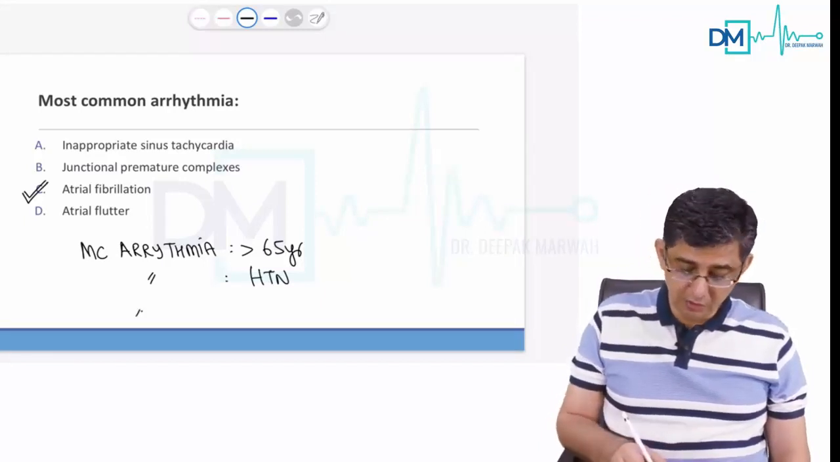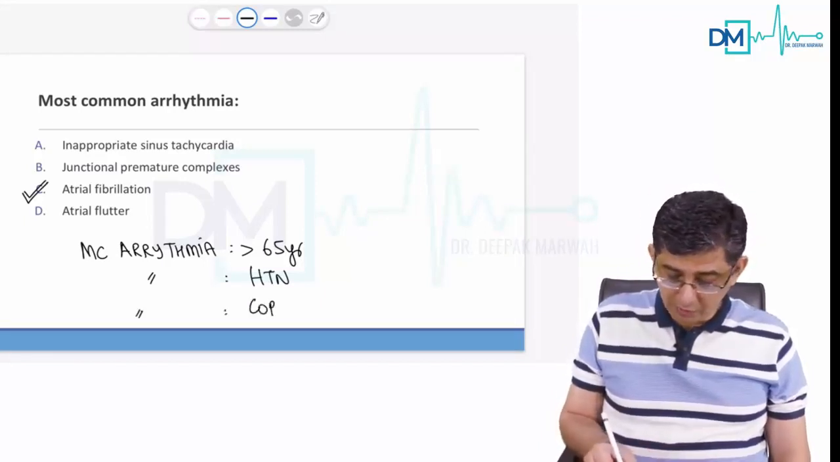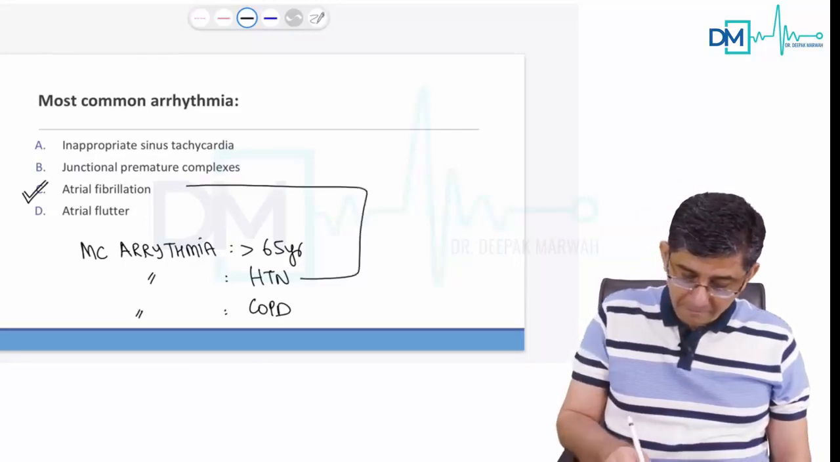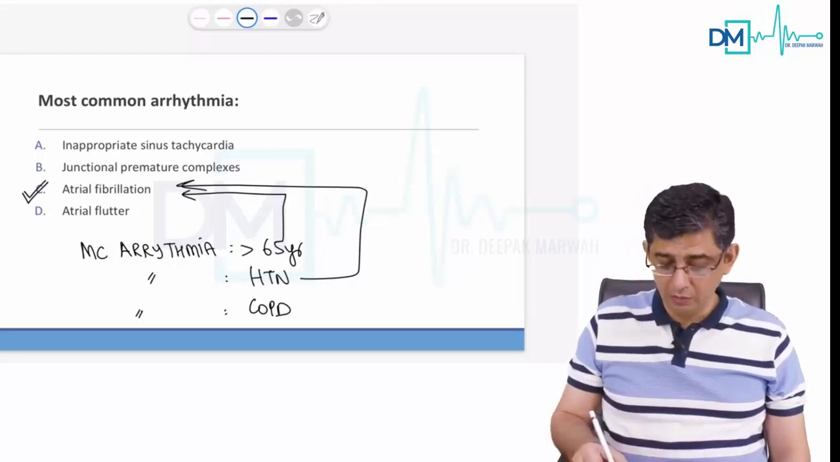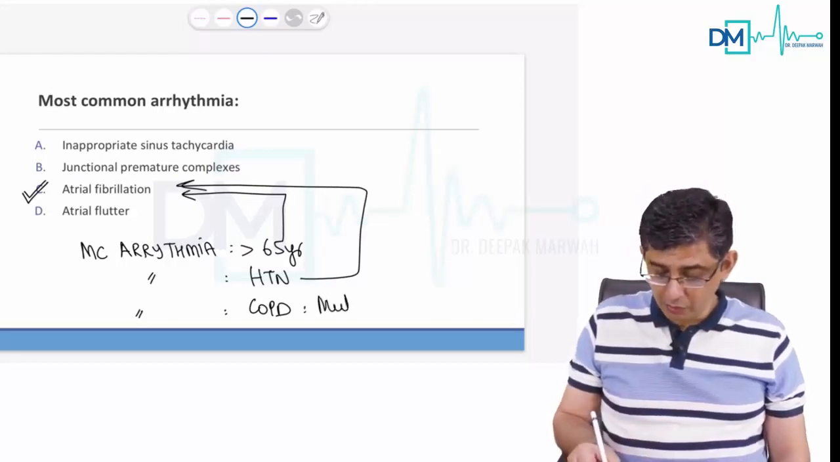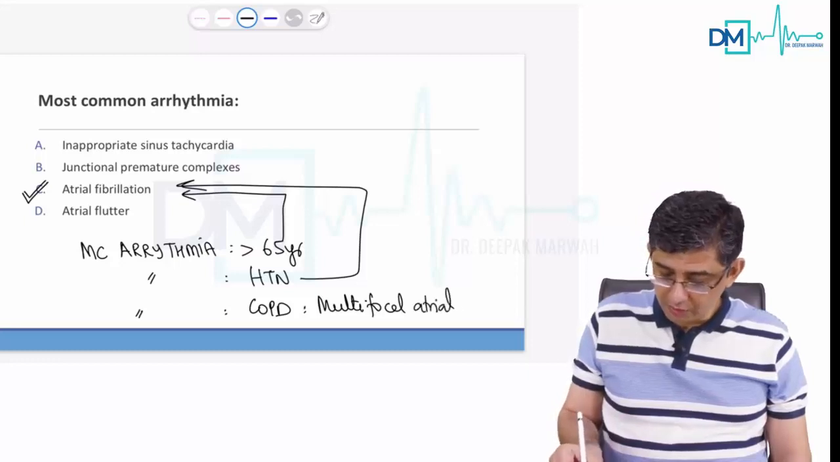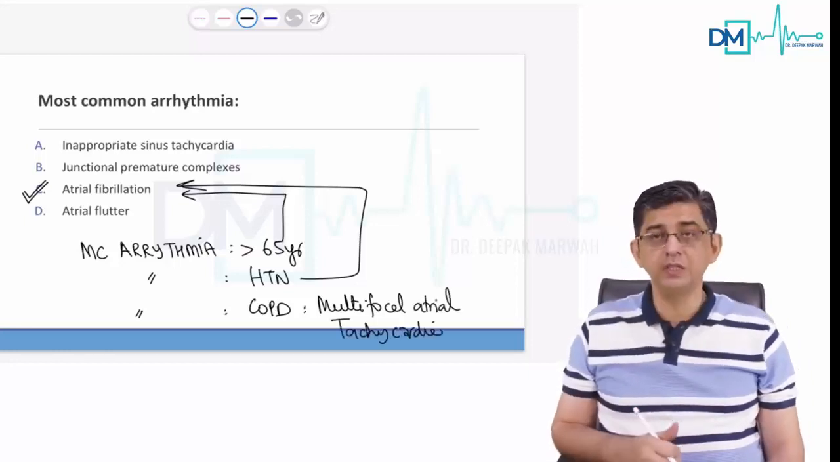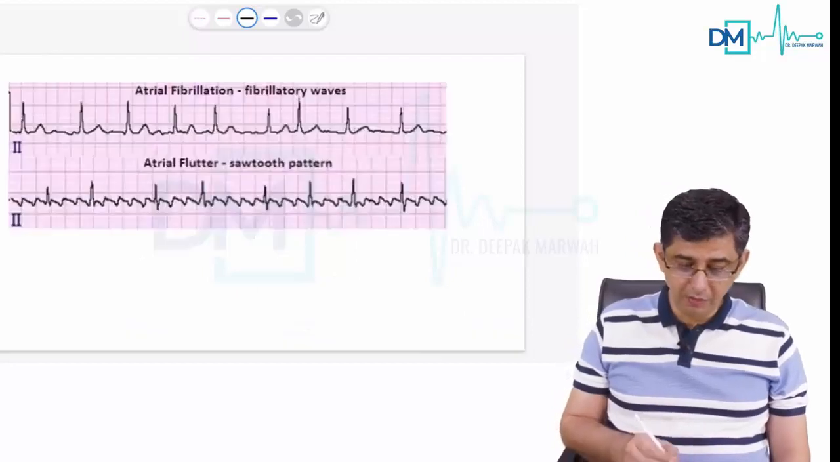Though if they say what is the most common arrhythmia in a COPD patient, then do not answer atrial fibrillation. The most common arrhythmia in a COPD patient should be answered as multifocal atrial tachycardia, that is MAT. I'll just show you an ECG that is revealing atrial fibrillation.